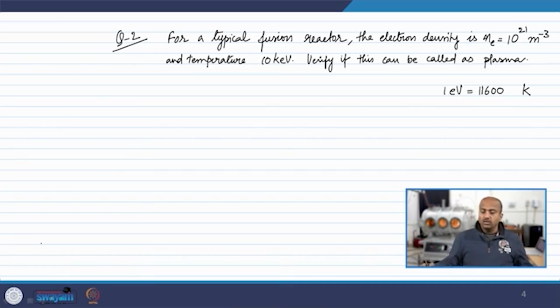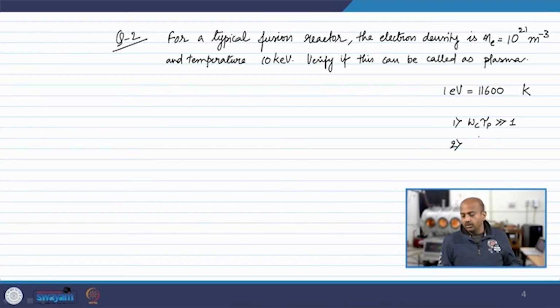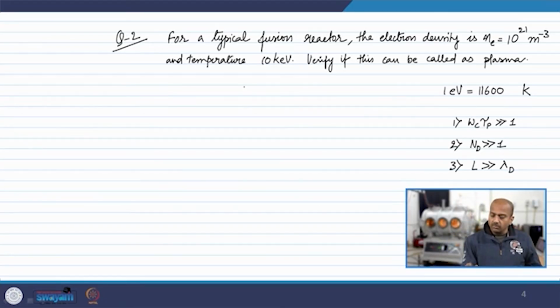Now, for it to be called plasma, we require 3 conditions. 1, omega c tau p should be much greater than 1. Number 2 is the plasma parameter, the number of plasma particles or ionized particles within the Debye sphere must be very large. And the length scale of the plasma should be very large in comparison to the Debye length, right. So, let us start from the Debye length.